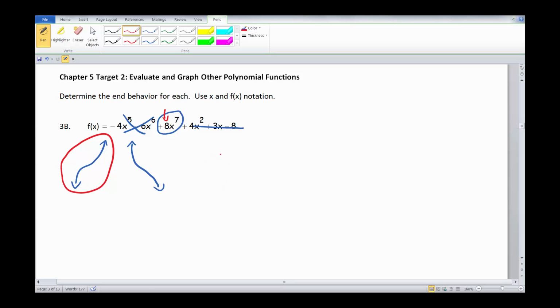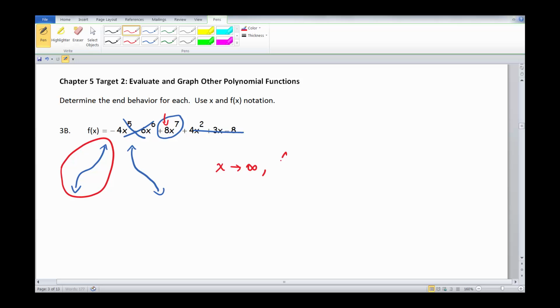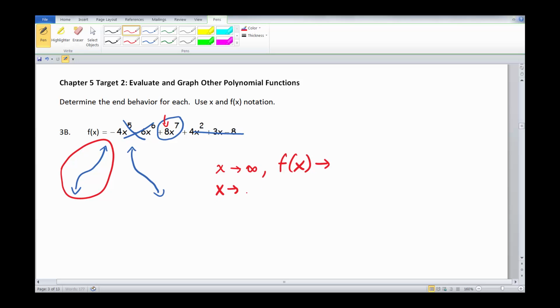So now we're going to go ahead and use our x and f of x notation. Now every single time we always see the case where as x goes to positive infinity, f of x is doing what? And likewise, as x is going to negative infinity, f of x is doing what? So every single time we will actually start out with this, and pretty much now we're just describing each event.